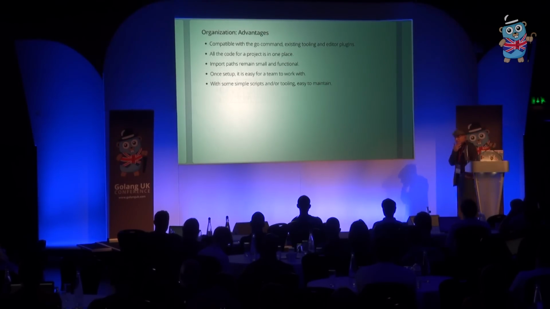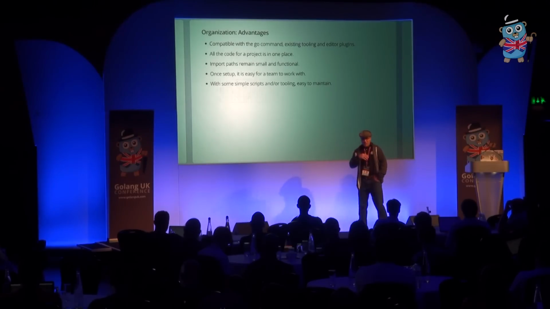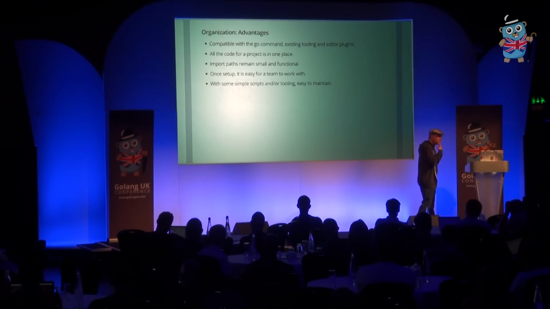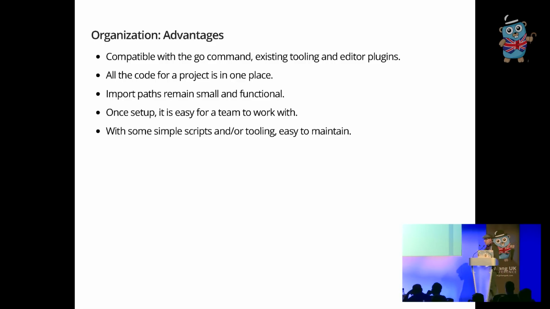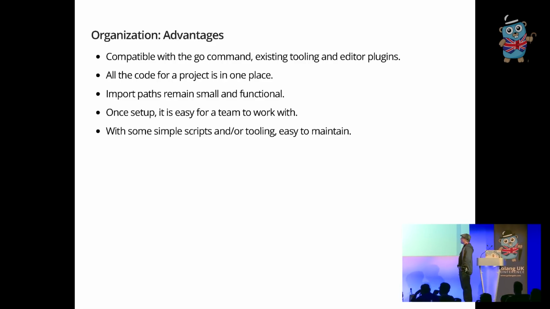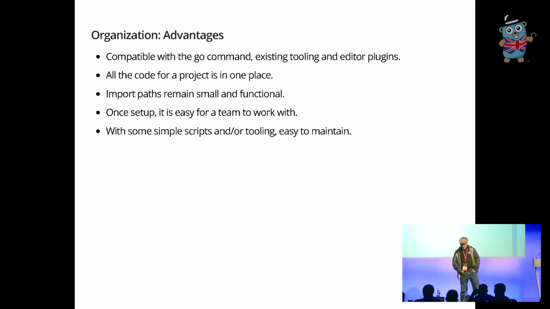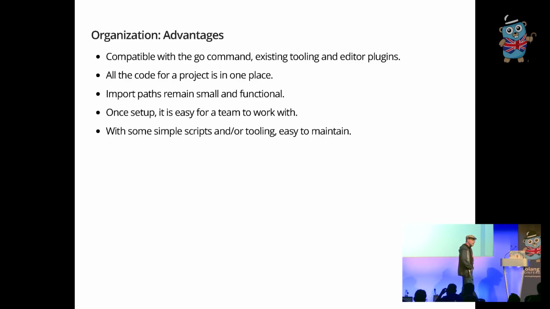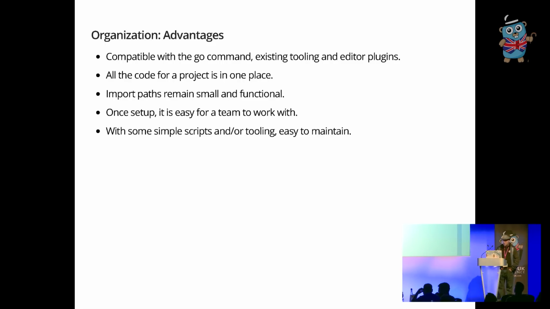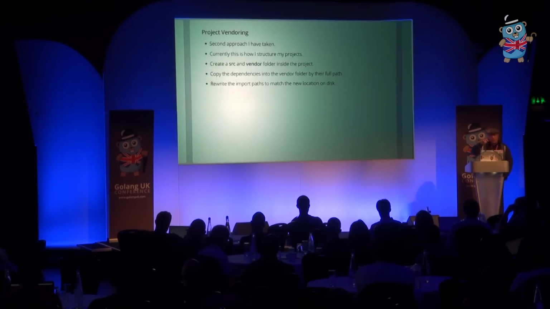But there were some advantages. The Go command and all the existing tooling that was out there, and our editor plugins, we're using Sublime, worked immediately out of the box. We didn't have any issues with that. All the code was in one place. We could just look at that organization's block of code, and we saw everything that was there. The rewrites weren't so bad. Those import paths were still fairly small and manageable. And really, once we set it up, only one member of the team had to worry about maintaining it, and there really wasn't a burden on the rest of the team. But I don't think I would ever choose that option again.